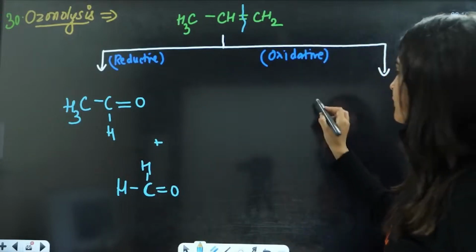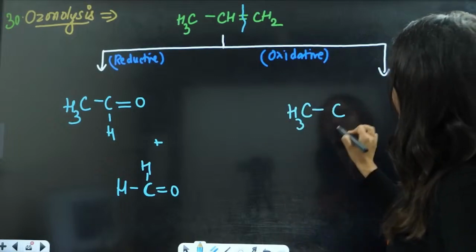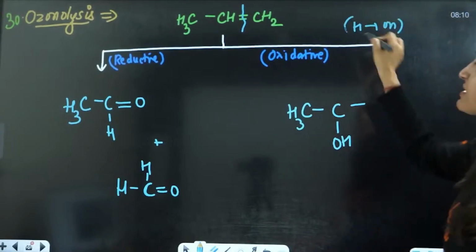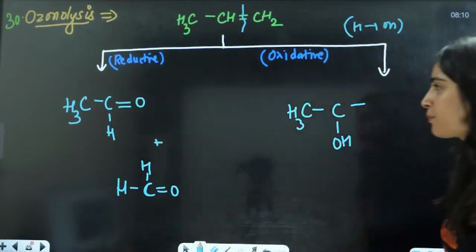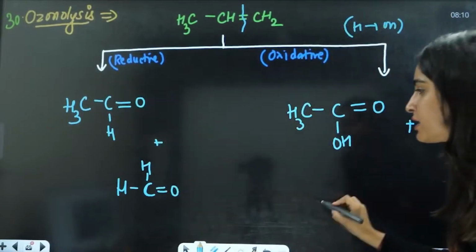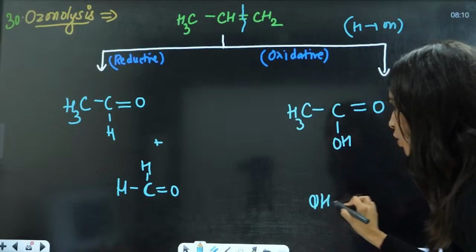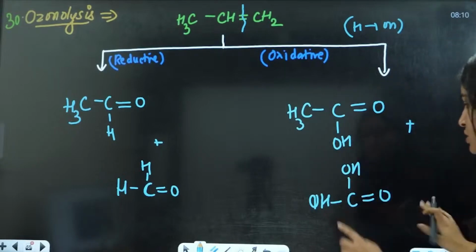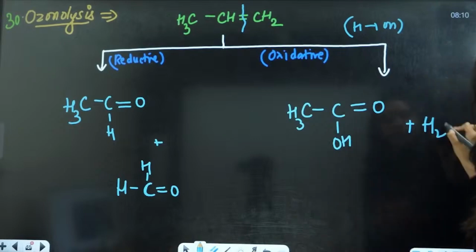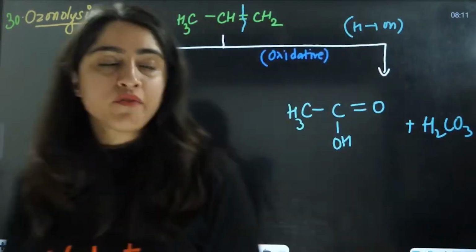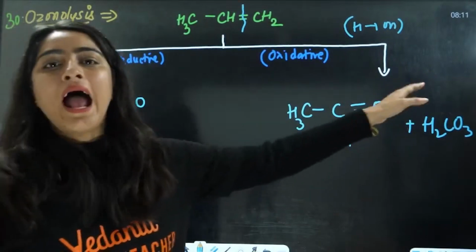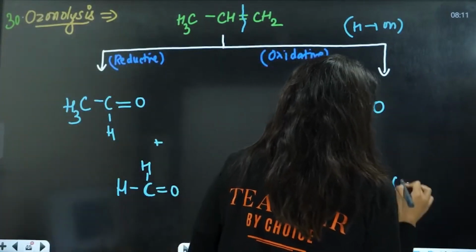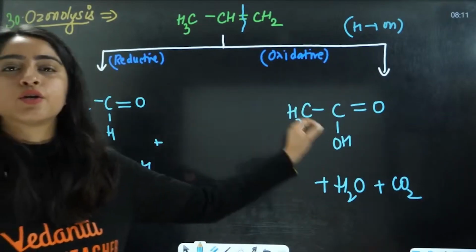If you want to do oxidative ozonolysis, replace H with OH from the reductive products here. This will be CH3, this is C, this will be OH. And this is H2CO3, which will be further dissociated into H2O and CO2. You will see these kinds of things in your books.